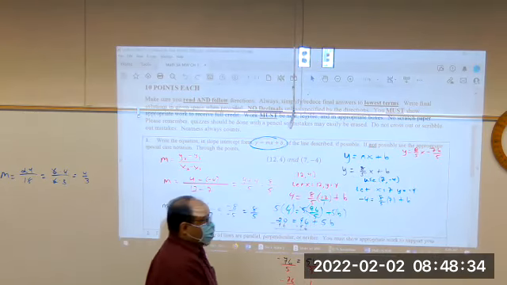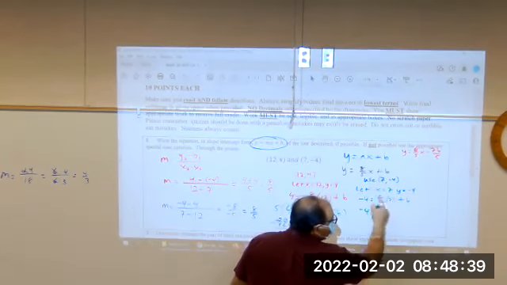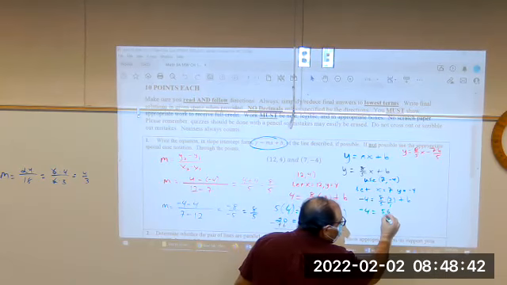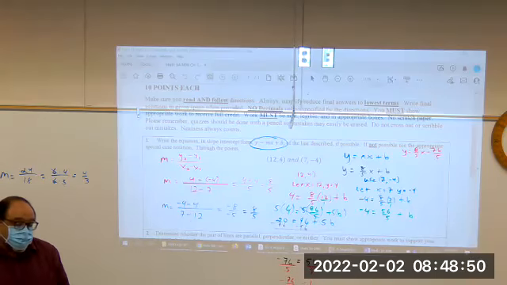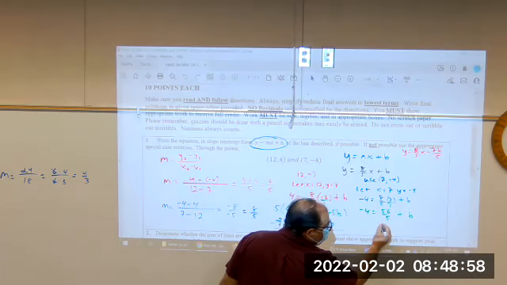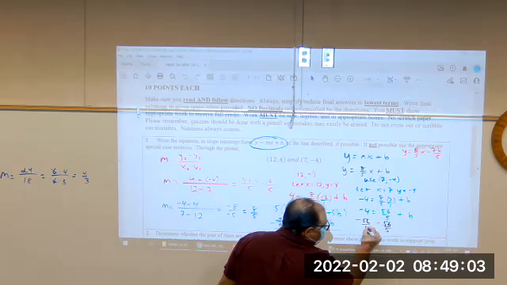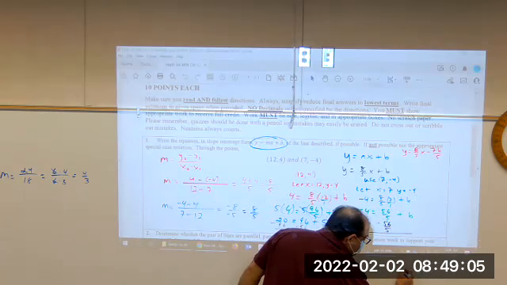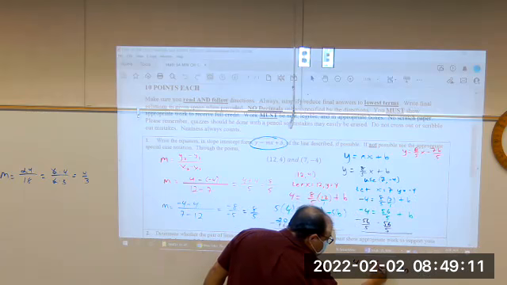So again, it doesn't reduce. 8 fifths times 7 is 56/5, so -4 equals 56/5 plus b. This time I'm going to work with the fractions. So to solve for b, I would have to subtract 56/5 from both sides. And so b is going to equal -4 minus 56/5.